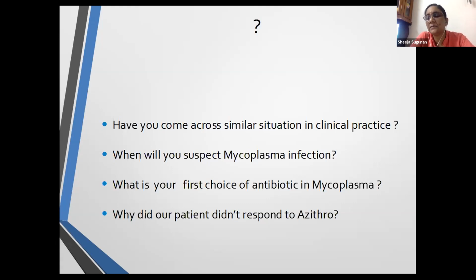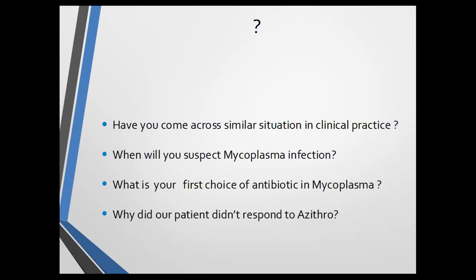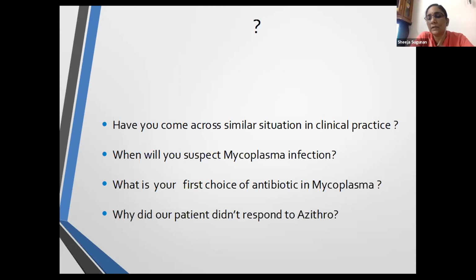And when you have systemic symptoms, definitely think of mycoplasma. If you have a thromboembolic complication, one of our children had a pulmonary thrombosis, another child had a peripheral thrombosis. Some patients have anemia along with that, DCT positive anemia. So when you have systemic symptoms also, think about mycoplasma.